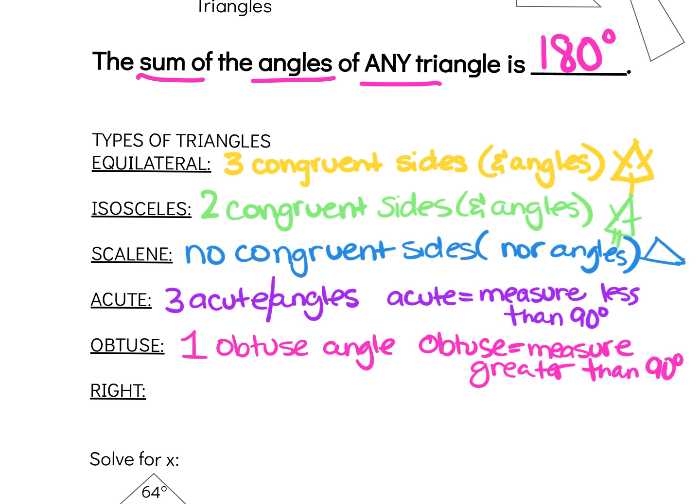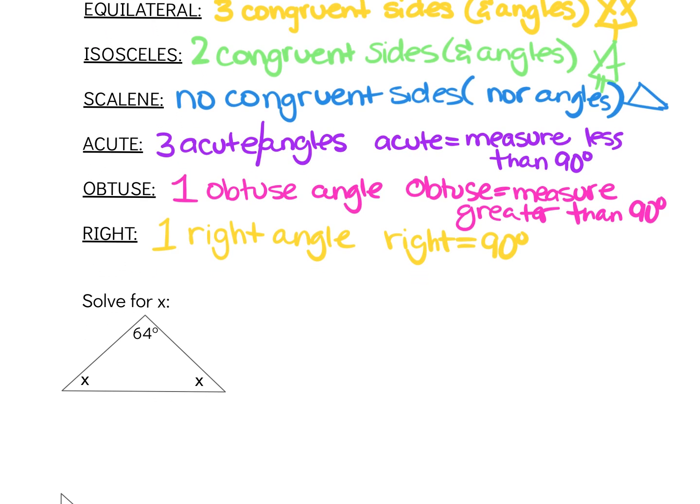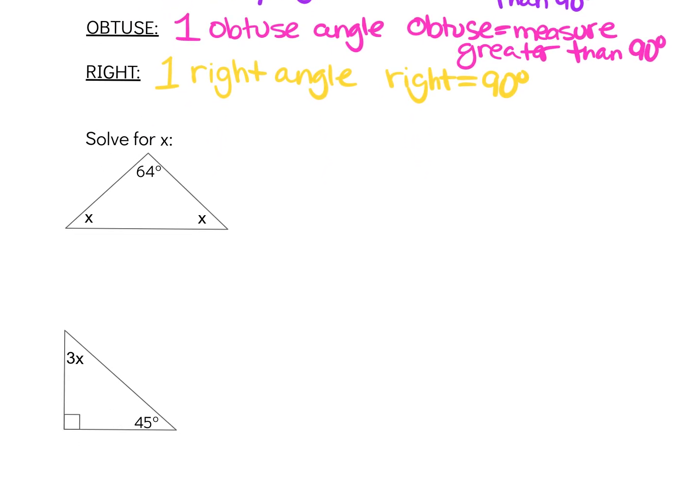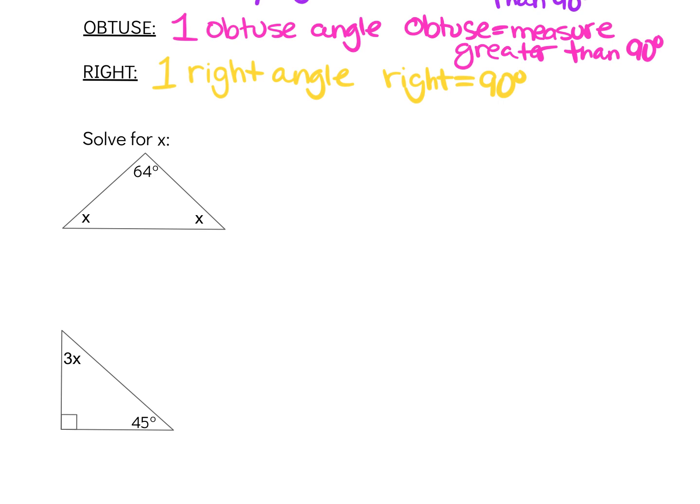Last but not least, we'll have a right triangle, which is 1 right angle in the triangle. Right means that you have a 90-degree angle. So that is just a bunch of classifications of different types of triangles. Now we're going to talk about how we find the angles of the triangle.